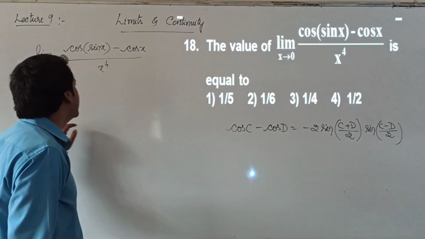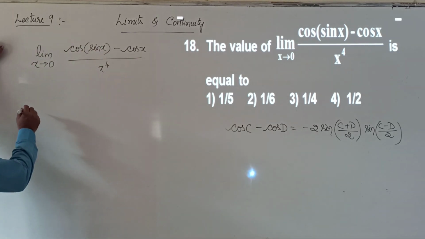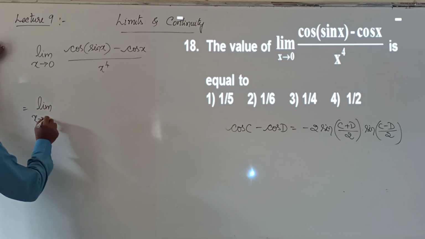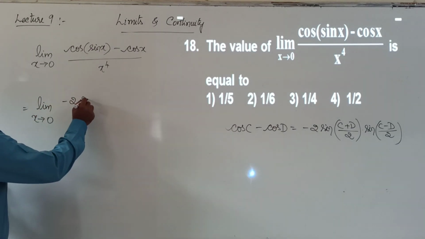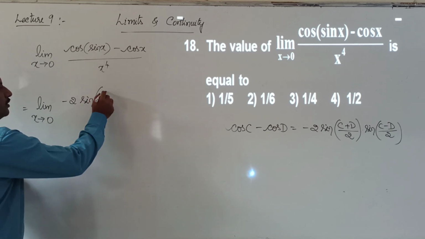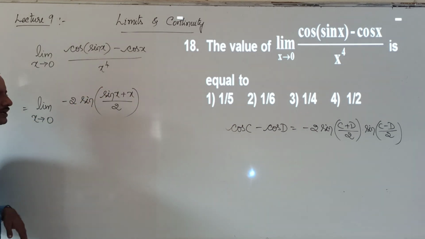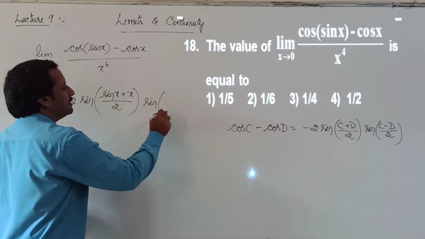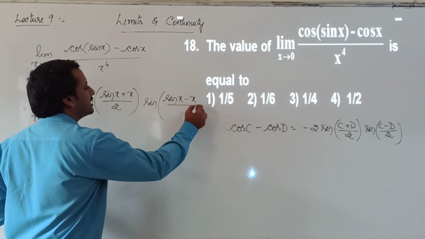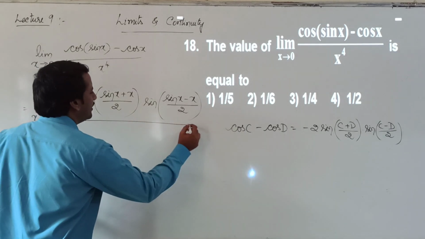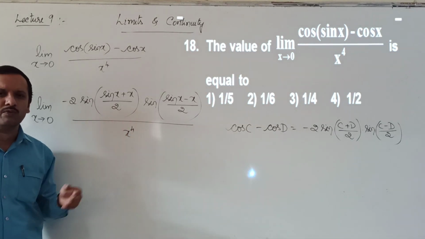Let us make use of this formula. Here in place of C we have sin x and in place of D we have x. So this is equal to limit x tends to 0 of minus 2 sin of (sin x plus x) by 2 into sin of (sin x minus x) by 2, divided by x power 4. So by using that formula for cos C minus cos D, this is what we get.